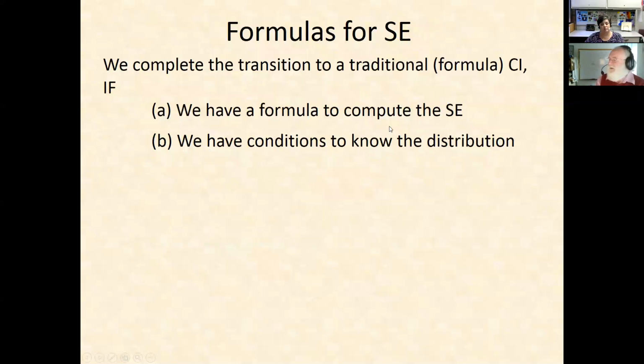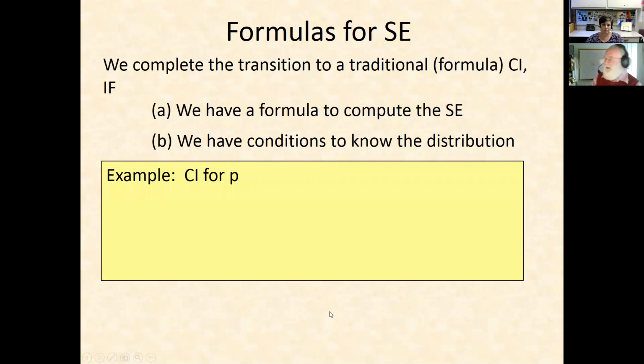Now we say, well, if we can find a formula for that standard error, and if we have conditions that tell us when we have a particular known distribution that we can use, say, that z star, then we should be able to find the confidence interval directly. So for example, we're looking at a confidence interval for a proportion.